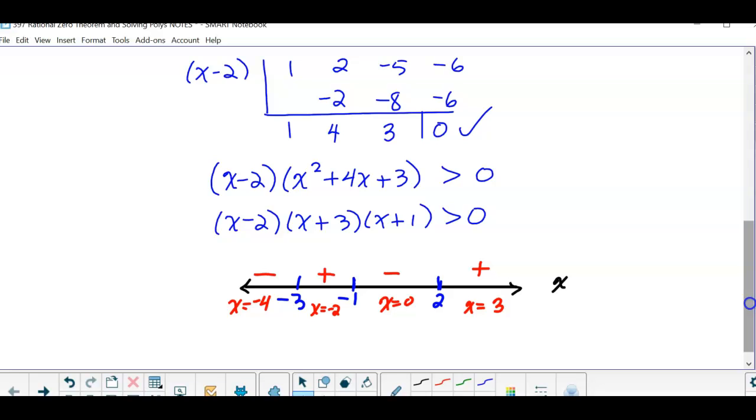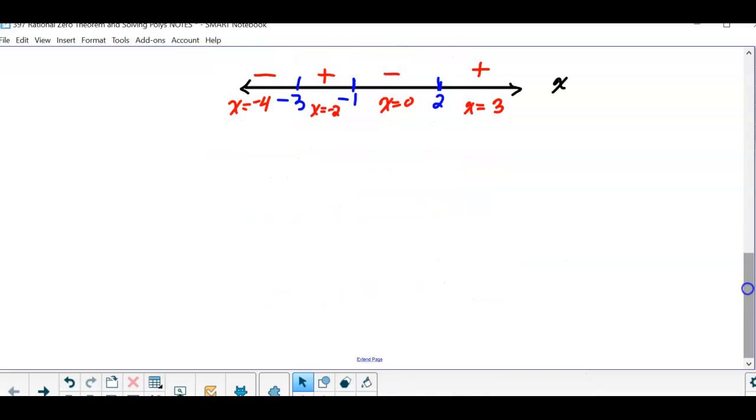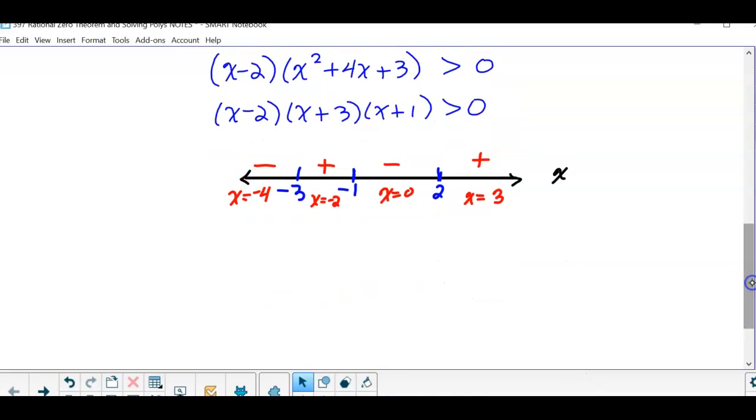If they pass through, if they have multiplicities of 1, then the signs are going to alternate there. If you don't show your test values like that, then you need to show basically a graph. Okay, so if you didn't do that, then you would do this.